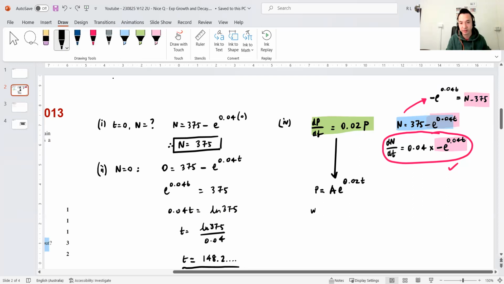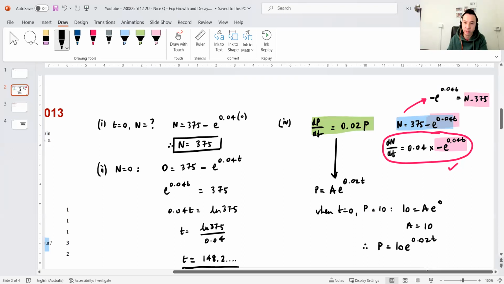Now I already know, actually, let's just skip to it. I know that initially, how many carp were there? 10, wasn't it? Yep. Let's write it. Let's do full working out. When t equals 0, P equals 10, which basically means 10 equals a e^0, so a is 10, perfect. So therefore P equals 10e^0.02t, perfect.